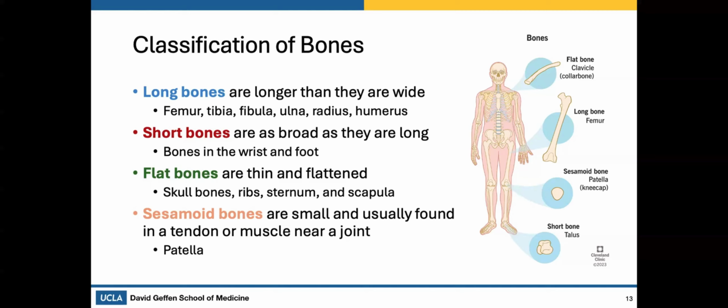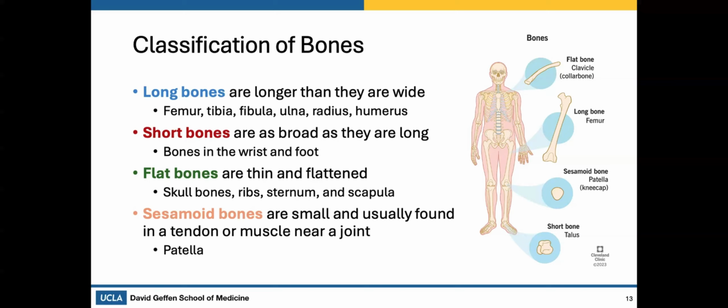Flat bones are exactly how they sound, thin and flat. These include the bones of the skull, ribs, sternum, and scapula. And lastly, the sesamoid bones are small and usually found in a tendon or muscle near a joint, like the patella, for instance, which is the medical term for the kneecap.